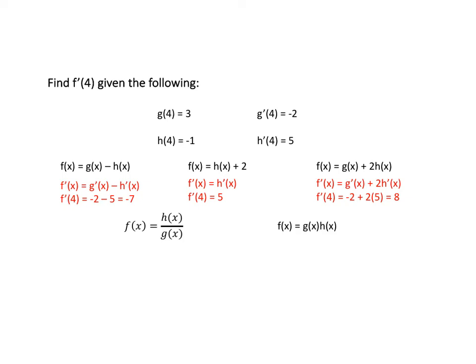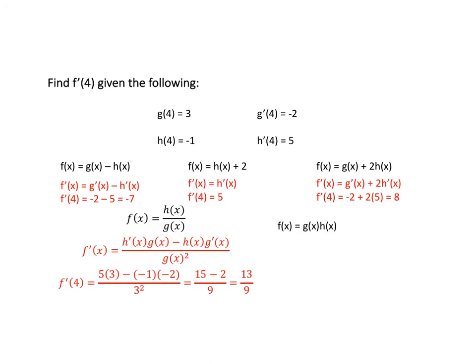Now I've got f of x equals g of x minus 2 times h of x. So if I take the derivative, I get f prime of x is equal to g prime of x minus 2 times h prime of x. Or f prime of 4 is equal to -2 plus 2 times 5, or the answer comes out to be 8.